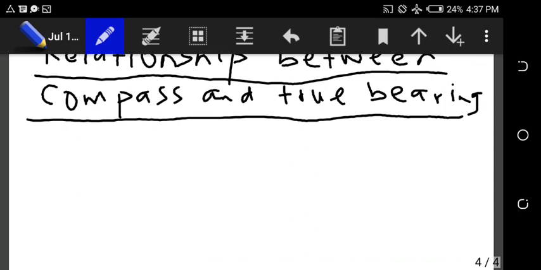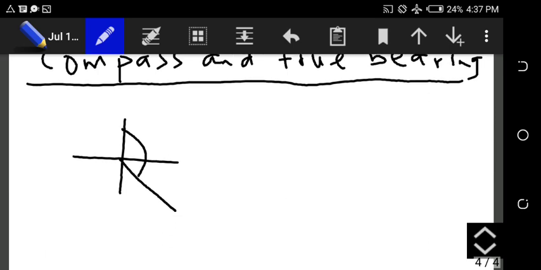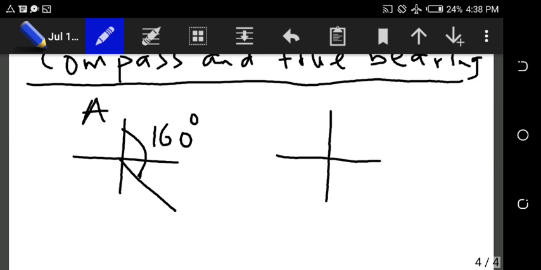So either way, you need to know how that works. So let's look at an example. Let's say that we have something like this. We have this, and this is a true bearing of 160 degrees. Now if we want to convert this to a compass bearing, assuming that is the same thing.